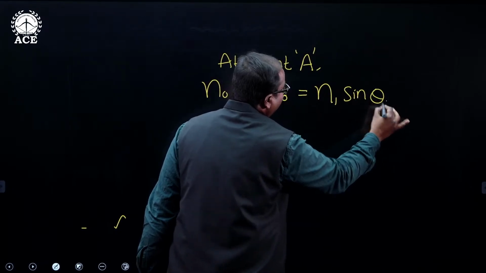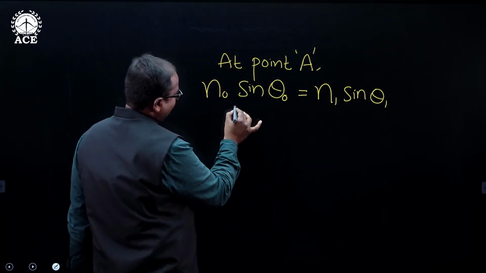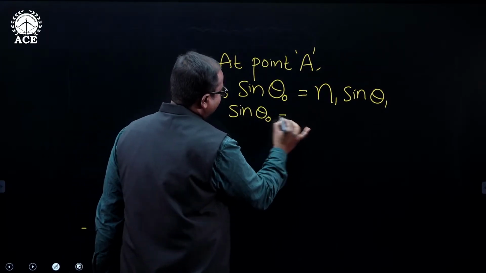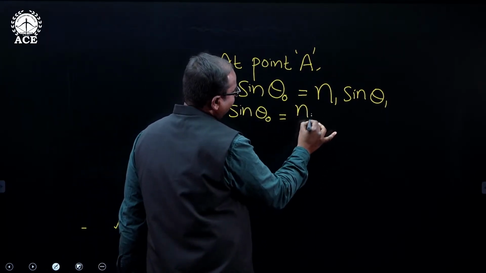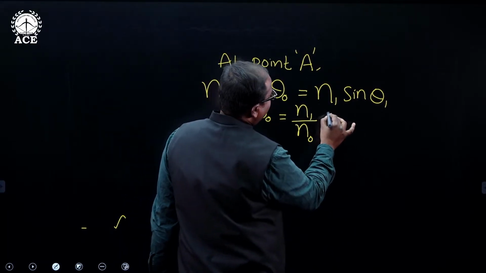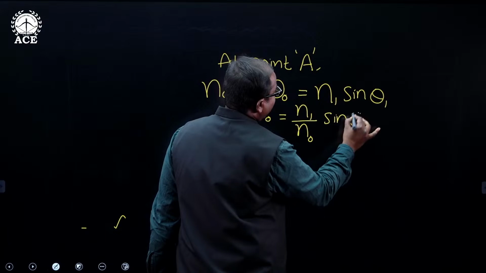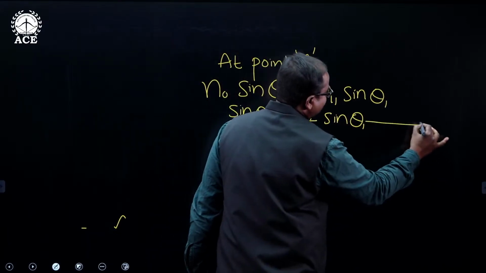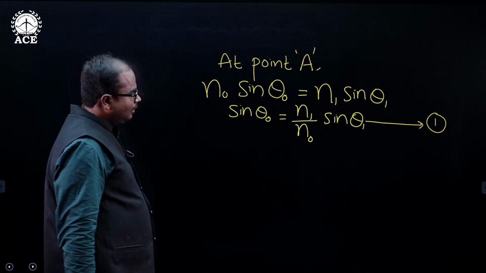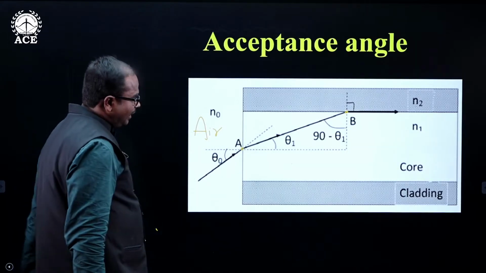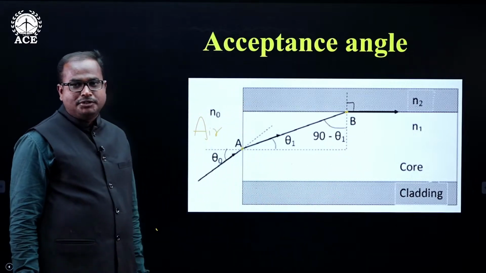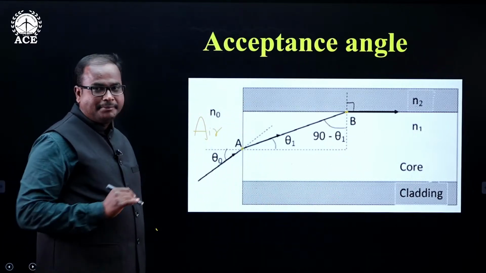Sine of theta 1. So from here, sine theta naught is equal to N1 by N naught into sine theta 1. Let us consider this as equation 1. Now, let us apply Snell's law at this point. I am going to apply Snell's law at point B.